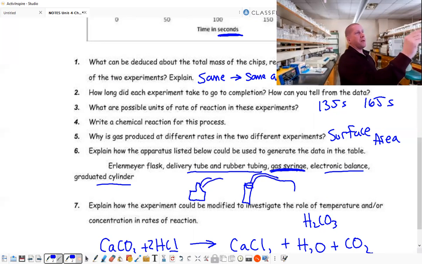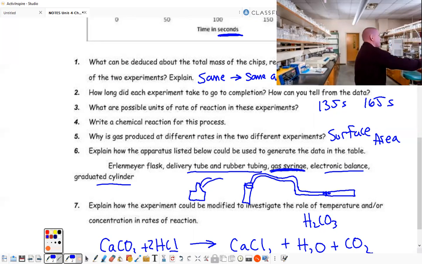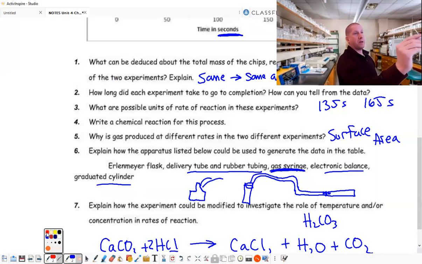So the rubber tubing is connected to the syringe. So hook the tube of the syringe in, and then you'd have the plunger inside of here, the plunger inside of here as the gas comes in. So we make sure all of the air is out of this.